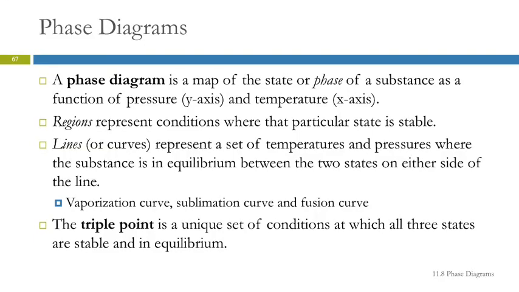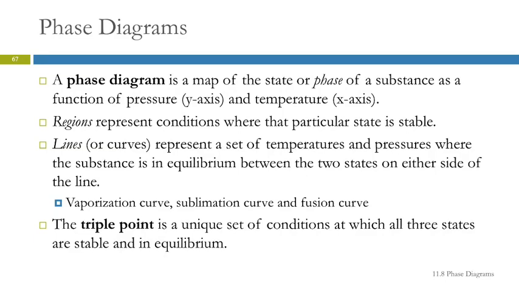Phase diagrams. The phase diagram is sort of a map. And it shows us the state or the phase. And by phase, we mean physical state: solid, liquid, gas. The phase of a substance in relation to its pressure and its temperature. So we graph pressure on the y-axis and temperature on the x-axis.